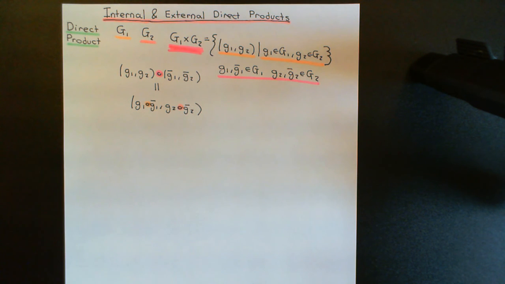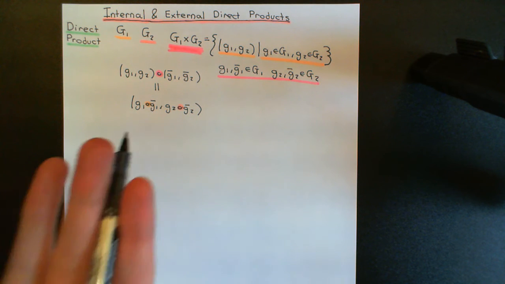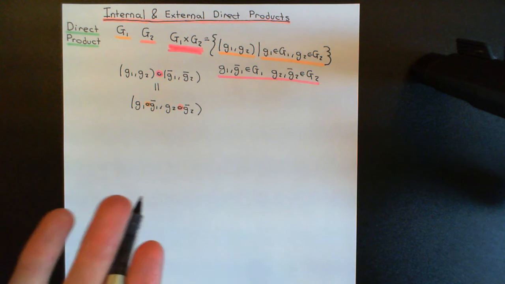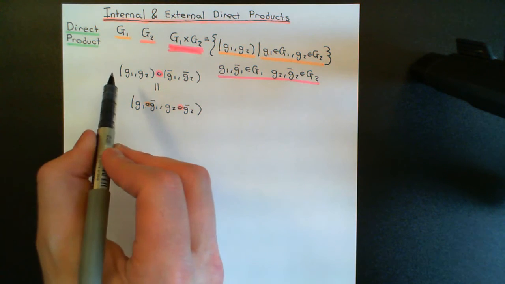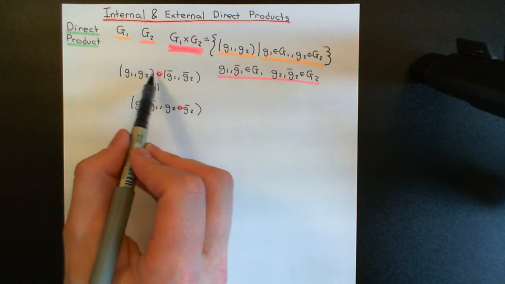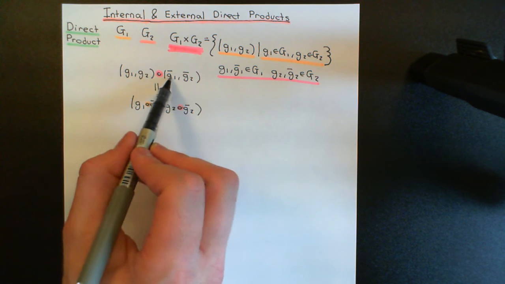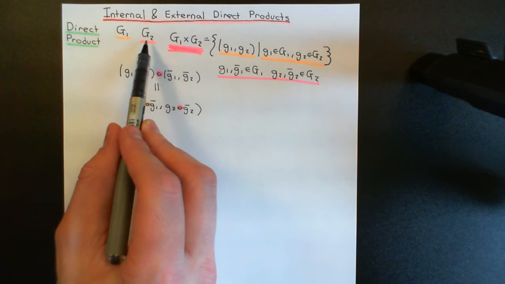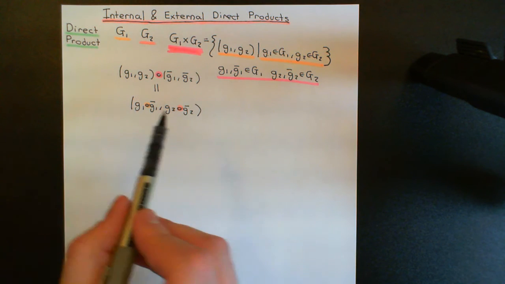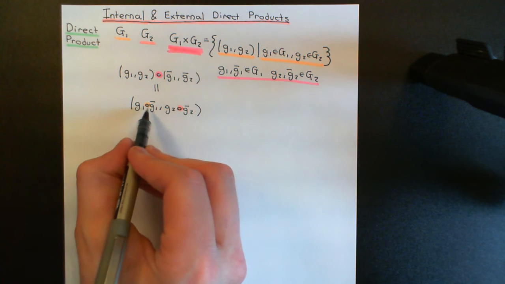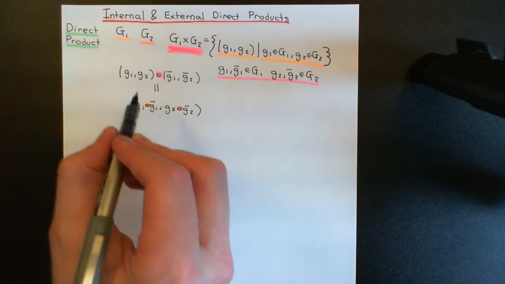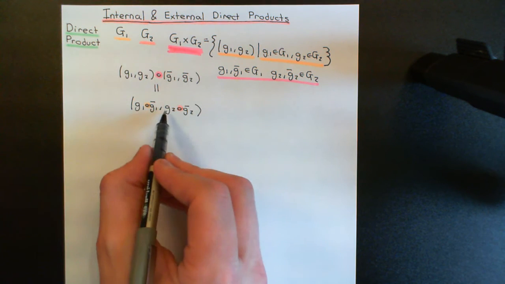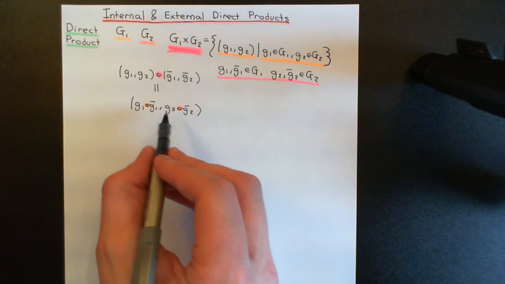I mean, how else would you define it? This is the most common sense way of defining it you could possibly come up with. Just compose these two entries together, which we know how to do because they're both elements of the group capital G1, and compose these two elements together because they're both elements of the group capital G2. And look what you get here. G1 composed with G1 bar is just going to be some element of capital G1, because G1 is a group and therefore closed.